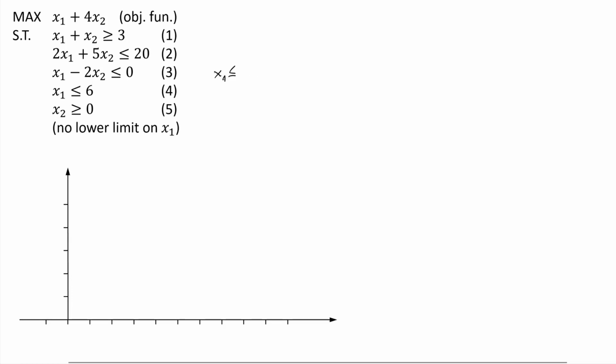These are the 3 complex constraints, and then we have simple limits. We know x1 may be maximum 6, that's constraint number 4, and then x2 has to be at least 0. And notice this is non-negativity. Notice there is no lower limit on x1, so x1 could be positive, could be 0, or it could be negative. So how do we plot it?